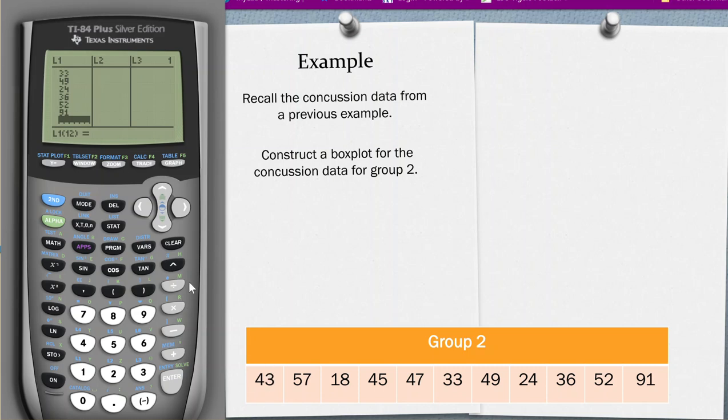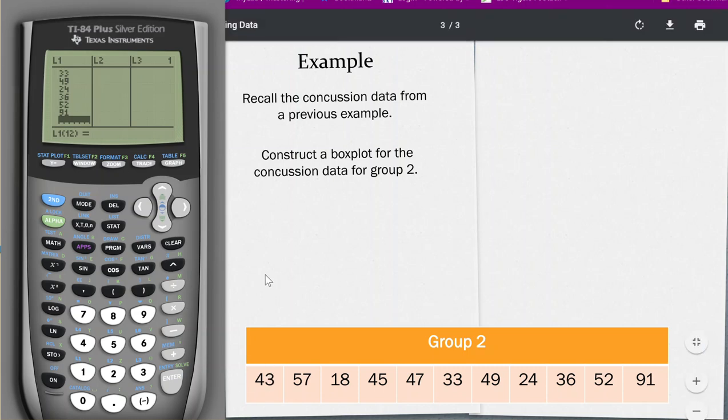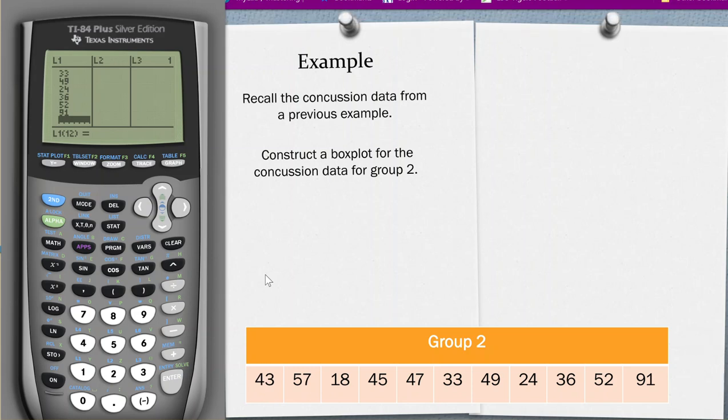In this video, I'll show you how to find the 5-number summary, how to construct a box plot with your calculator, and how to determine what an outlier is from the calculator. So the first thing we're going to do is take the group 2 data that we've been working on, and plug it into a list.